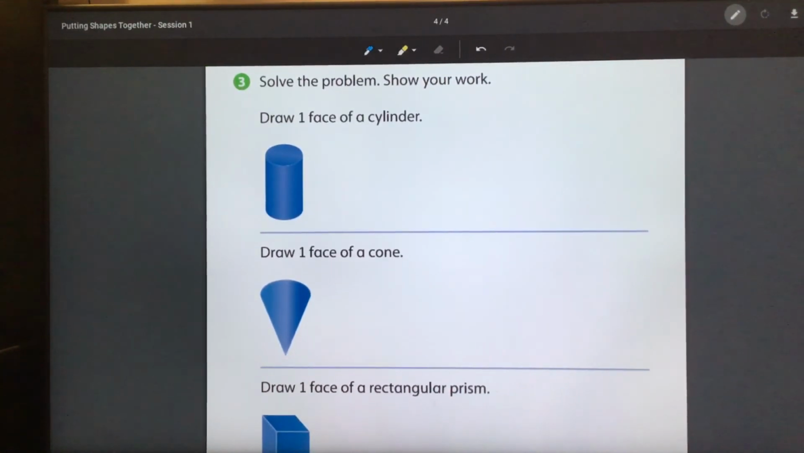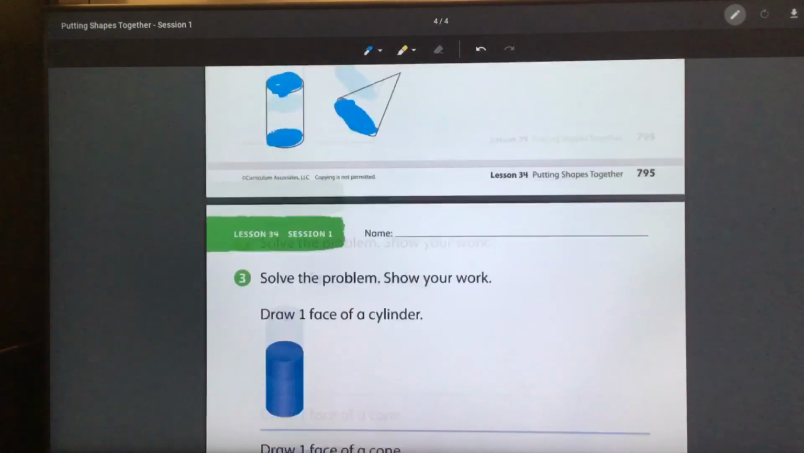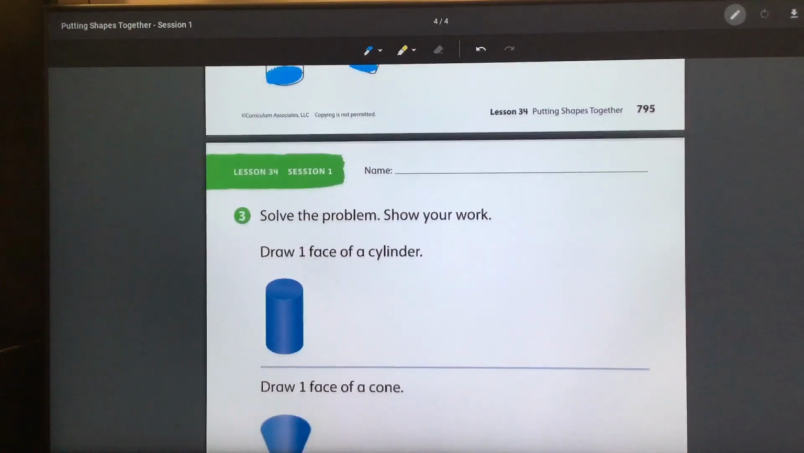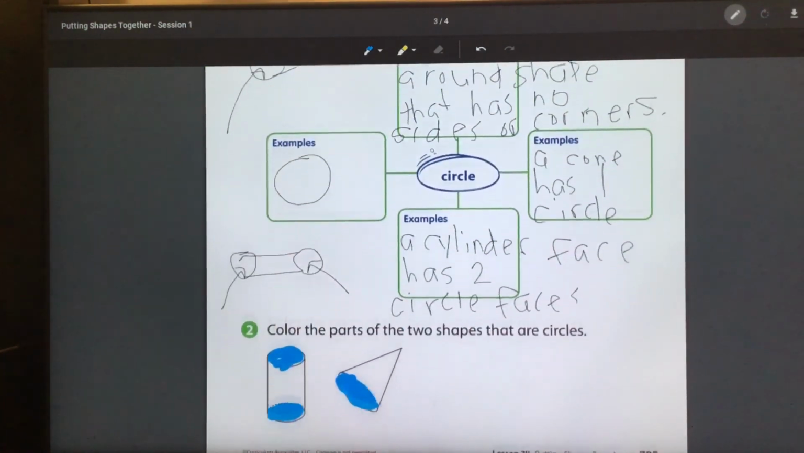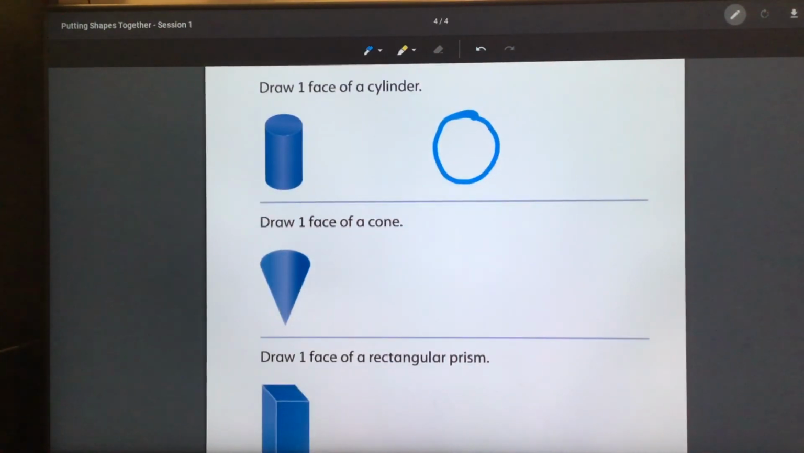Number 3 says solve the problem, show your work. So draw one face of a cylinder. We just did that over here twice. We showed what the face of a cylinder is. That's the flat top and the flat bottom, and that is the shape of a circle. You should draw a circle here. And then draw one face of a cone. We also just did that up here. The face of the cone is, it's hard to see on this picture here, but is the top part right here, and that is also a circle.